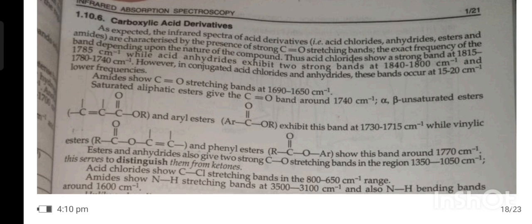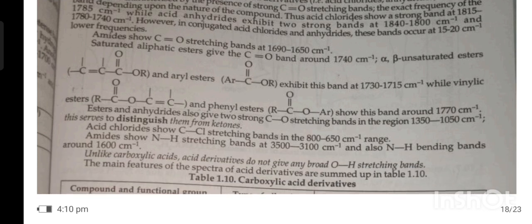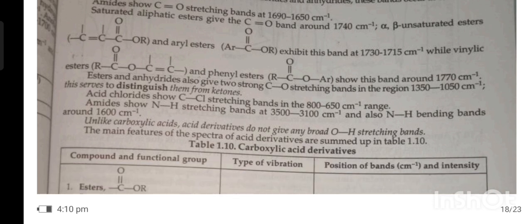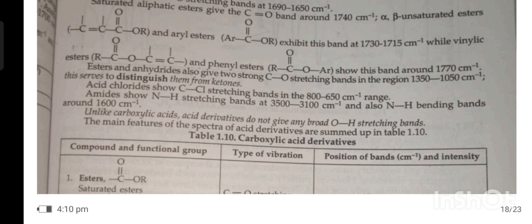Amide shows a carbonyl stretching band at 1690 to 1650 centimeter inverse. Saturated aliphatic ester gives the carbonyl band around 1740 centimeter inverse. Alpha, beta unsaturated esters and aryl esters exhibit this band at 1730 to 1715 centimeter inverse, while vinylic esters and phenylic esters show this band around 1770 centimeter inverse. Ester and anhydride also give two strong CO stretching bands in the region 1350 to 1050 centimeter inverse. These serve to distinguish them from ketone.